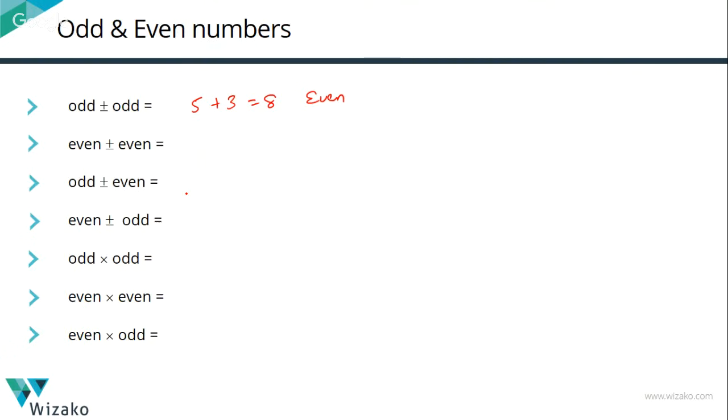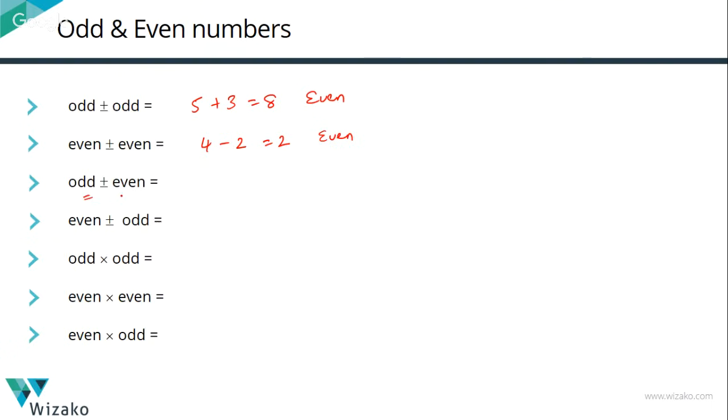We'll quickly run through this exercise. I would suggest that you pause the video at this point before I start writing and run through this once in your mind so that you know how to arrive at it when in doubt. Right? Even plus even or even minus even. 4 minus 2 is going to be equal to a 2. 4 plus 2 is a 6. So even plus or minus even will be even.